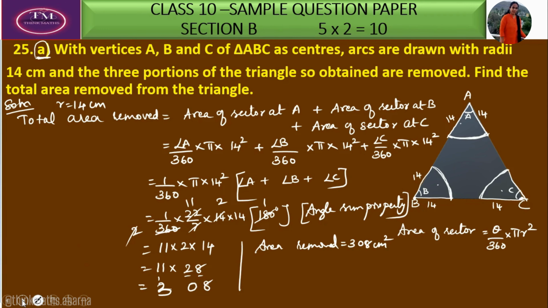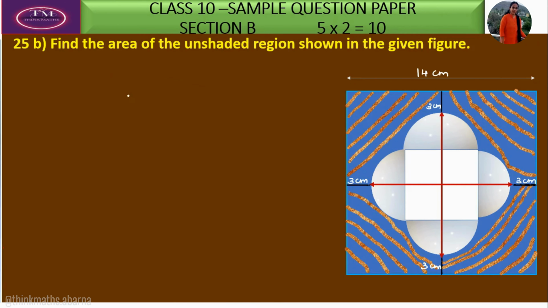So moving on to the last problem. So this is the another choice. What is the question? Find the area of the unshaded region shown in the given figure. So there is a square. In this square, there is a white part. So this white part is the unshaded region. So for this square, its length is 14 centimeter. So side of the square is 14 centimeter, and there are some portions here.